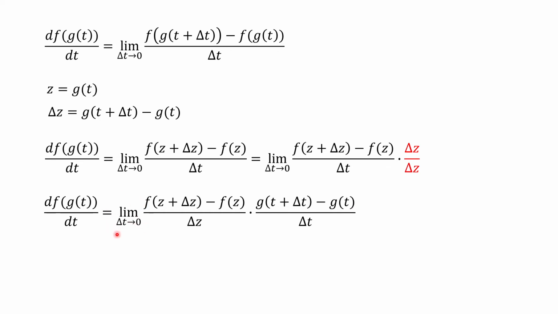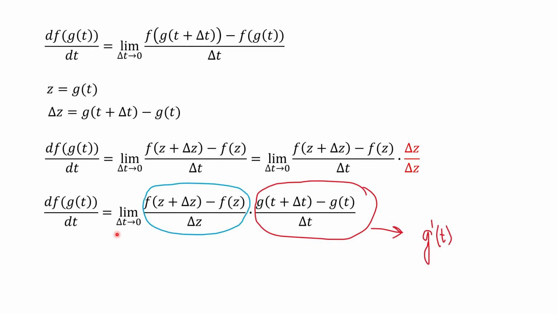Well, let's look at the last term. Where is this term going to go when delta t goes to 0? We say this is a derivative of g with respect to t. That's simple. Now, but what about this term? What about this f of z plus delta z minus f of z divided by delta z? Well, it all depends where delta z is going to go when delta t goes to 0.